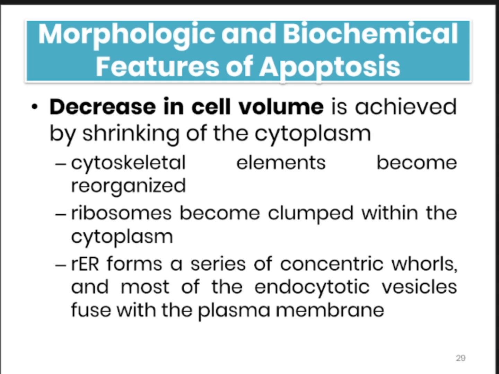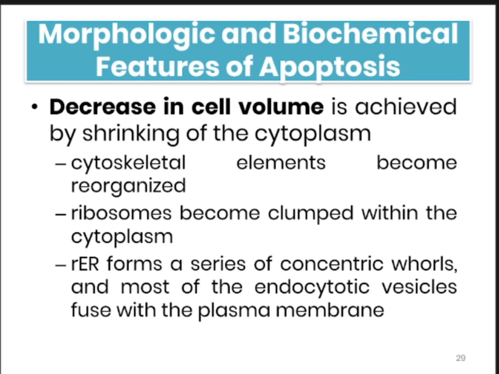We also have a decrease in cell volume, and it is achieved by shrinking of the cytoplasm. So what are the different cytoskeletal changes? For example, there is reorganization. The cytoskeletal elements are reorganized, and it will contribute to the characteristic cell shape changes during apoptosis. There is also clumping of your ribosomes. Your ribosomes become clumped within the cytoplasm, which now affects protein synthesis.